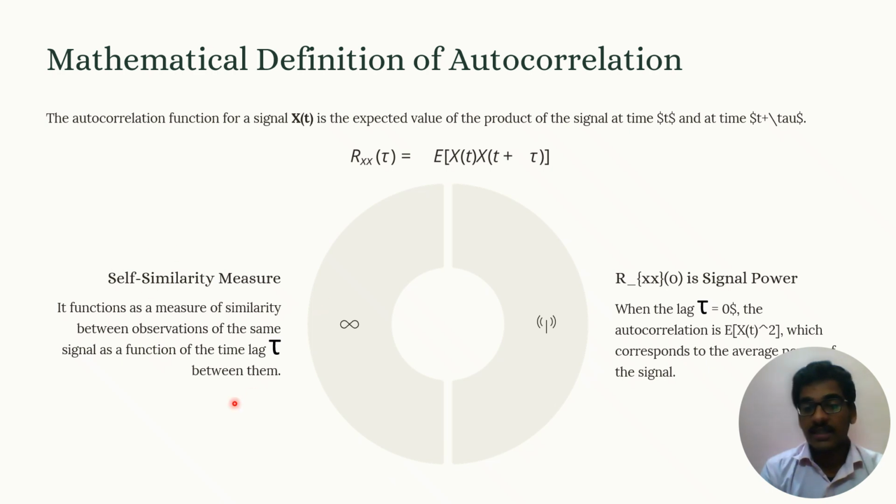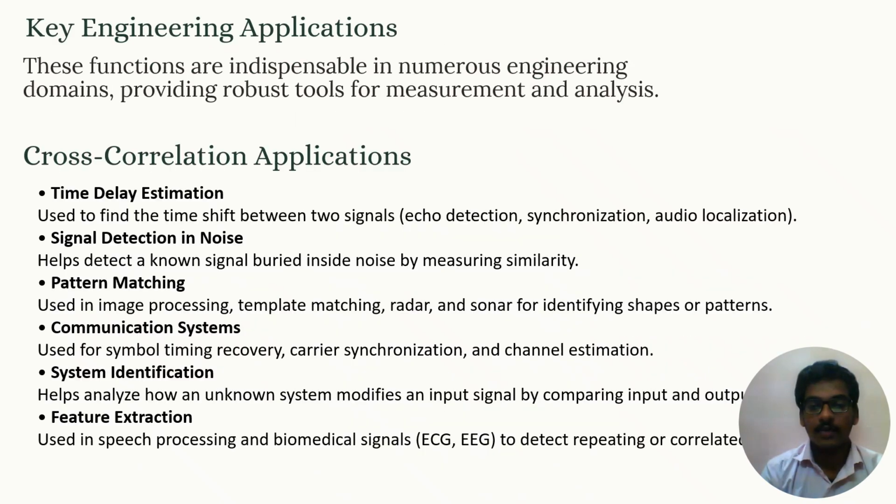It measures the self similarity between them. It is also a signal power. As I told you, there is a relation between autocorrelation and power spectral density. Now let us see the applications of these two types of signal comparisons one by one.